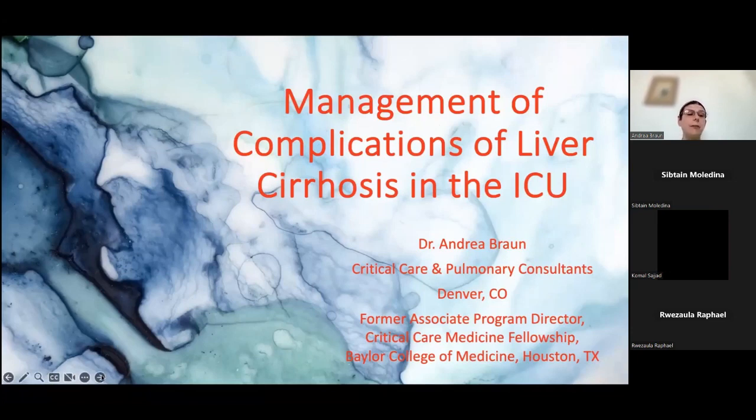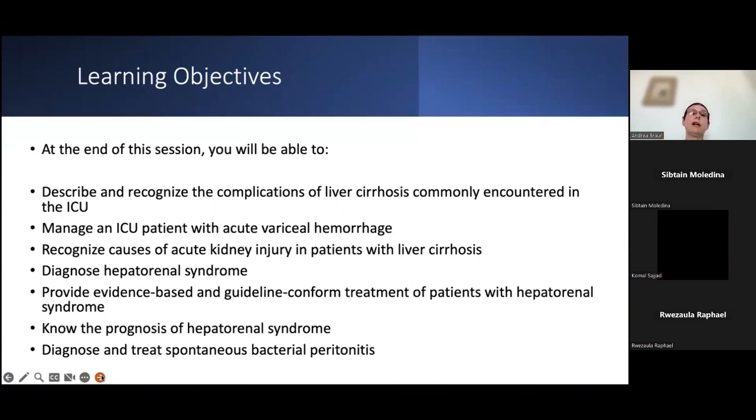I used to be at Baylor College of Medicine in Houston, and we had an ICU there that at times was 50% occupied with liver cirrhotics getting evaluated for liver transplant and being decompensated. So it's something I have a lot of experience with, unfortunately. As you all know, liver cirrhosis doesn't have a very good prognosis.